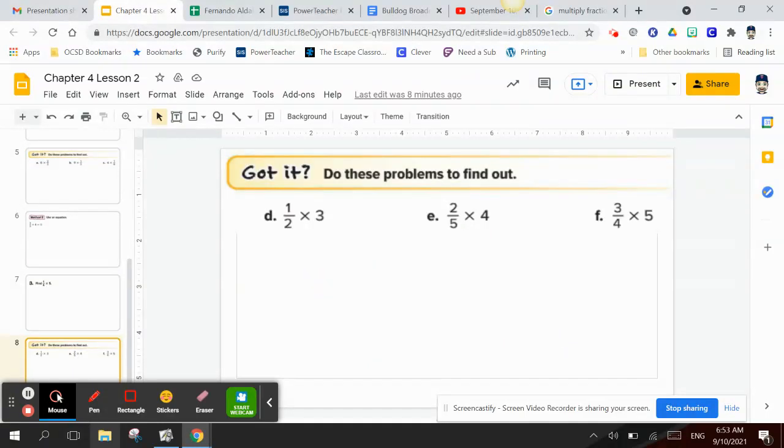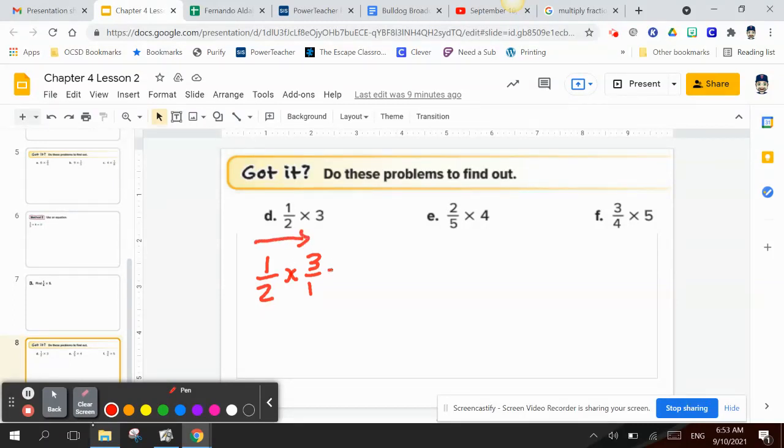So let's look at these got it problems. Letter D, 1/2 times 3. So again, 1/2 times 3 as a fraction is 3 over 1. Numerator times numerator, which is 3. Denominator times denominator, 2 times 1 is 2. Well, I know that 2 goes into 3 one time, and 3 minus 2 is 1, so I get 1 1/2. 2 is my denominator, 2 is my denominator.